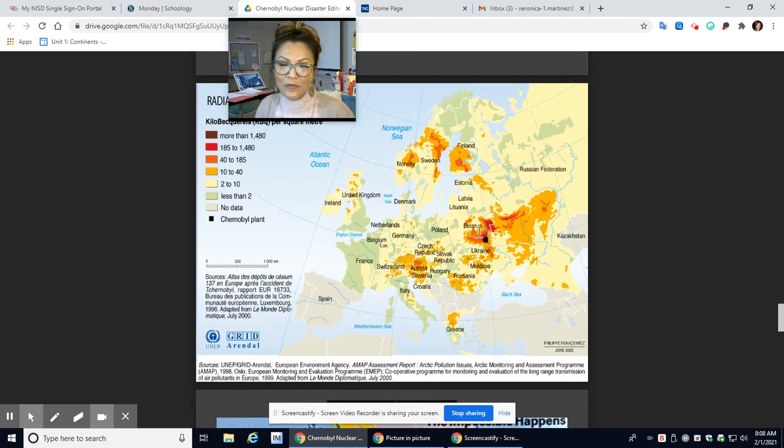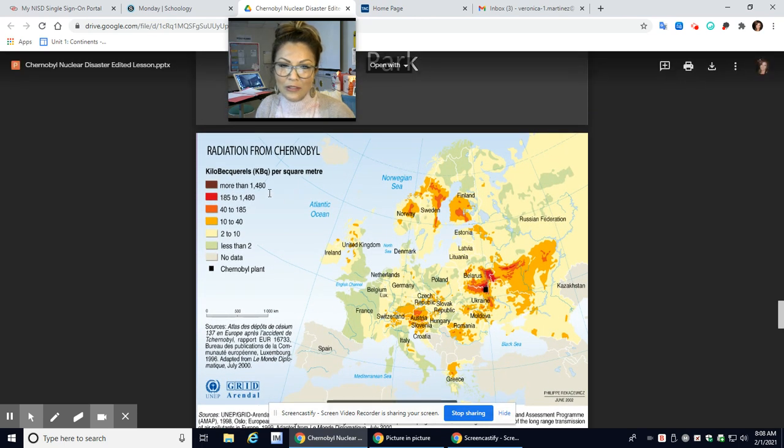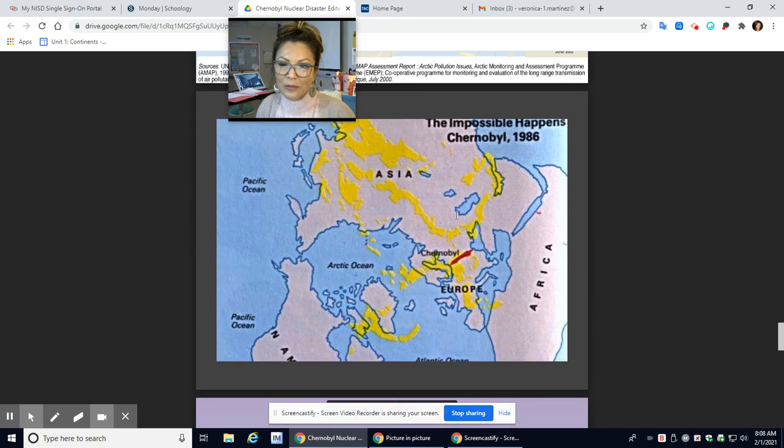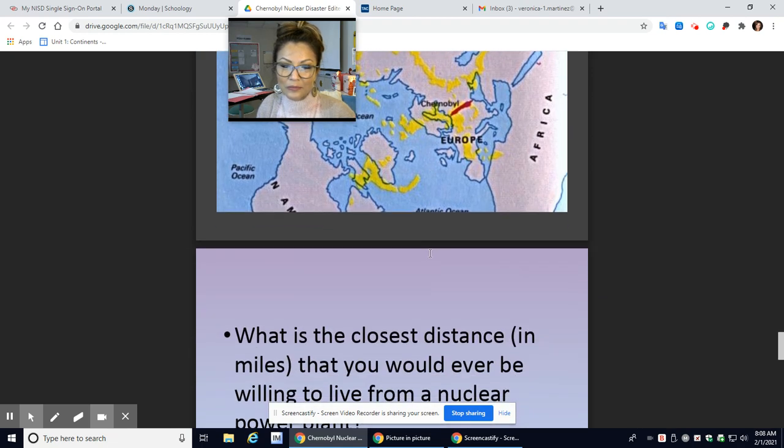So the radiation from Chernobyl, if we think of the per square meters, the Chernobyl plant is right here. It traveled all the way up to here. Even these orange areas felt some of it. Not a lot, but it felt some. The impossible happens in Chernobyl. Again, this is just to show how it's started to move up, right? The radiation is moving up, even all the way up to Asia, to the Antarctica.